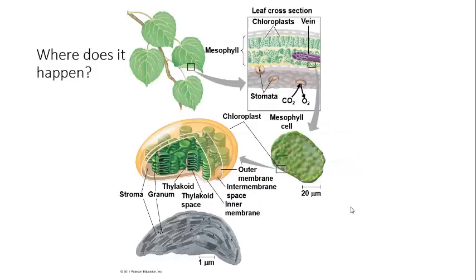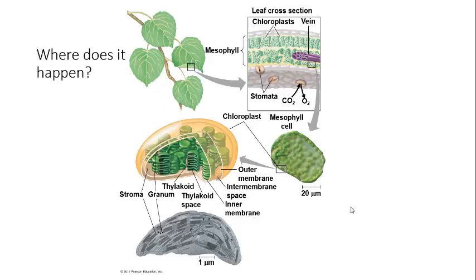Where does photosynthesis take place? Photosynthesis takes place in a number of different organisms. Plants photosynthesize. You have green algae that photosynthesizes. Certain bacteria like cyanobacteria photosynthesize. Here we concentrate on a plant.